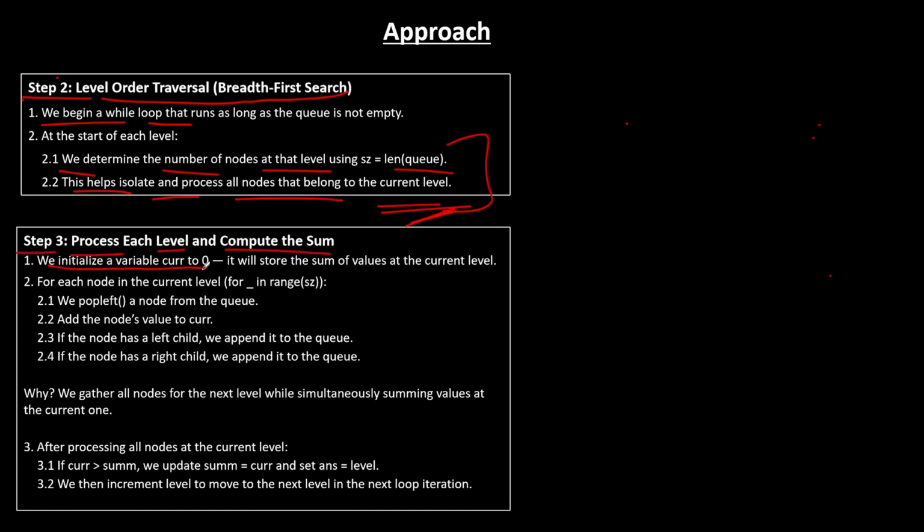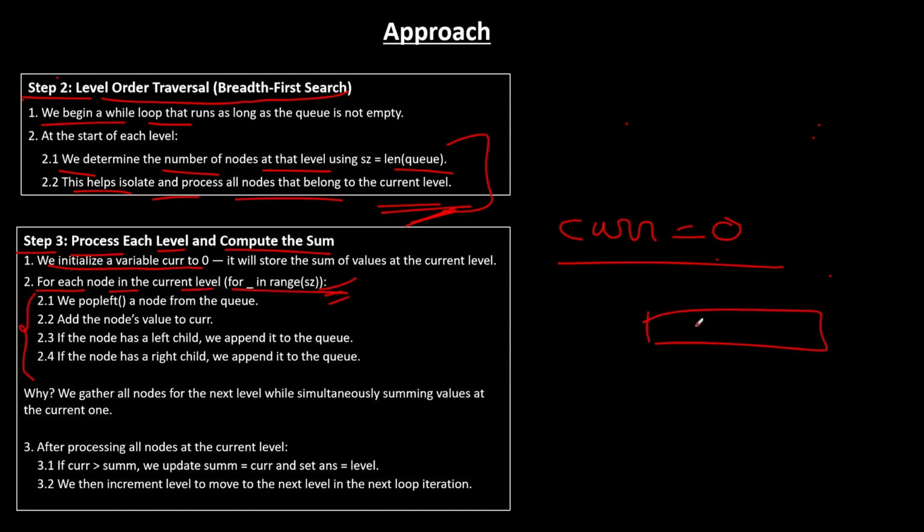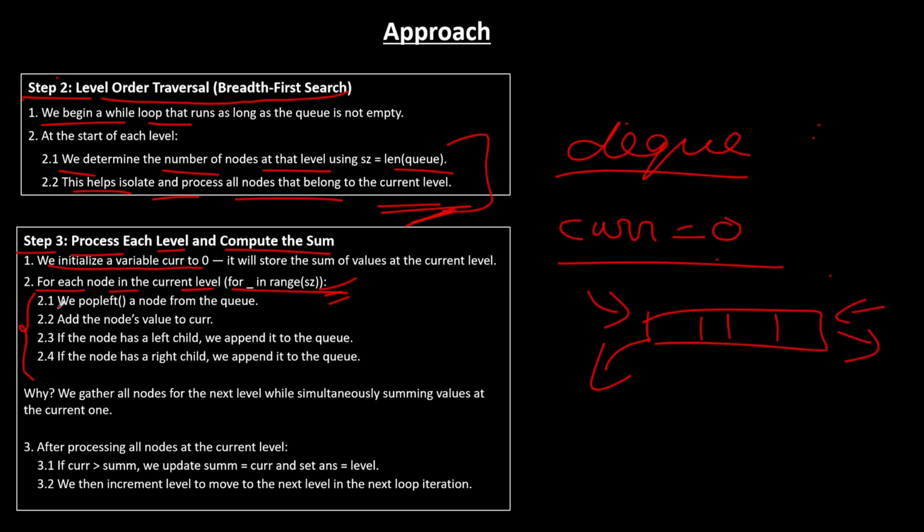We initialize the current variable to 0. Current will store the current level sum. At each level, and for each node in the current level, for range of size, we pop left because this is the queue. Pop left because we are using a deque, right? As I explained, we could pop and push from front and back. So therefore, we pop left. From the queue, add it to the current sum, and if the node has a left child, we add it to the queue. If it has a right child, we add it to the queue. Fine, that's all. There's nothing else.